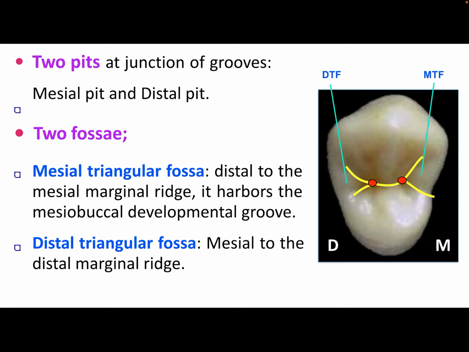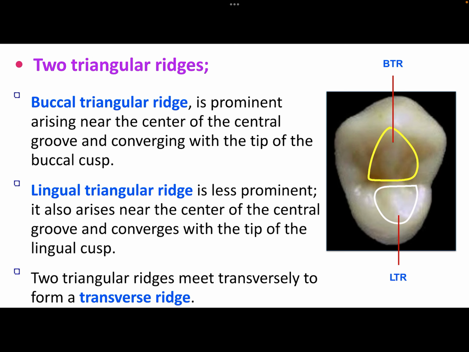The mesial triangular fossa is distal to the mesial marginal ridge and harbors the mesiobuccal developmental groove, and the distal triangular fossa is mesial to the distal marginal ridge. And 2 triangular ridges can be seen, a buccal triangular ridge and a lingual triangular ridge. The buccal triangular ridge is prominent, arising near the center of the central groove and converging with the tip of the buccal cusp, and the lingual triangular ridge is less prominent and also arises near the center of the central groove and converges with the tip of the lingual cusp.